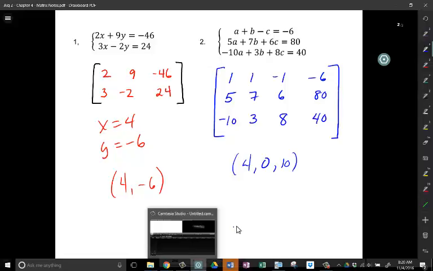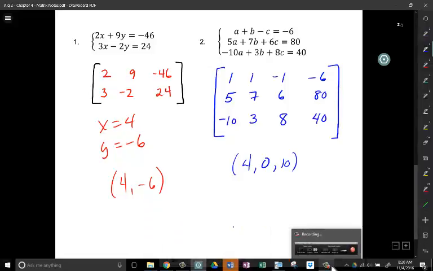So I just wanted to kind of review this with you to make sure you were comfortable adding matrices, subtracting matrices as we move forward. Okay? That's it.